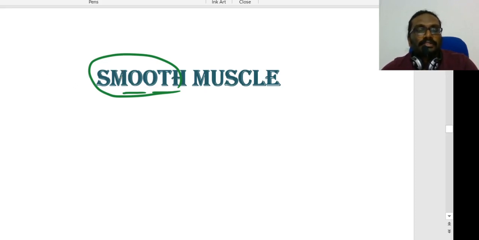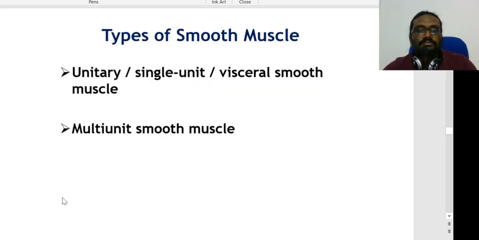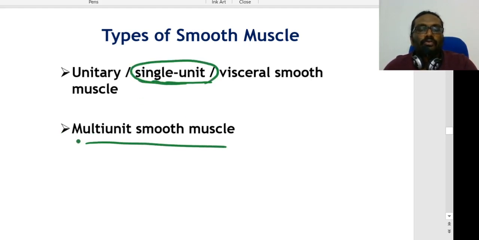So come, let's learn about the types of smooth muscles and how they are organized. Okay. So basically, there are two types of smooth muscles. What are the types of smooth muscles? We have single unit smooth muscle and we have multi-unit smooth muscle. So these are the different types of arrangement of the smooth muscles.